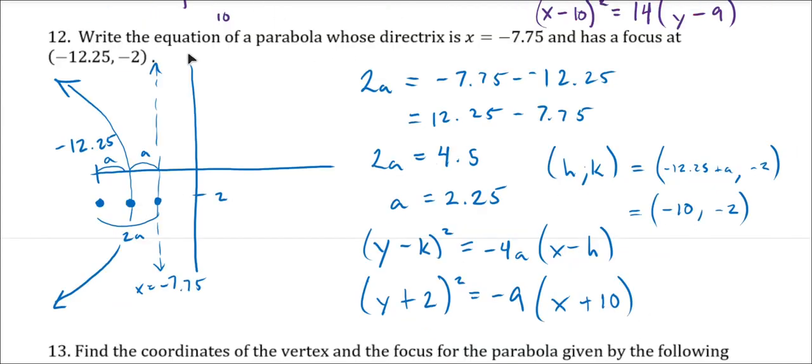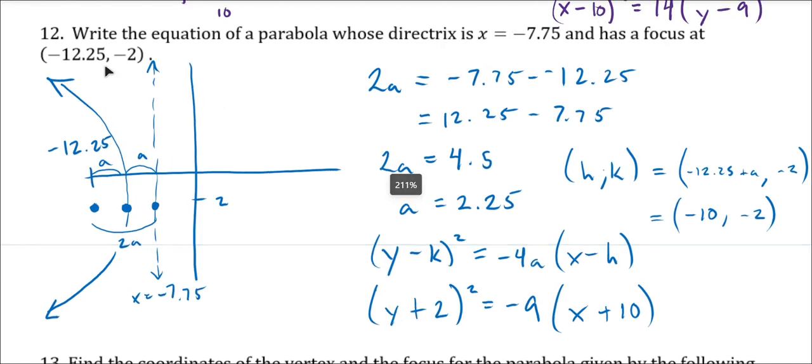For number 12, they want us to write the equation of a parabola whose directrix is at this value, and the focus is at this value here. So x equals negative 7.75 is a vertical line. We could mark that. The focus is going to be at (negative 12.25, negative 2). So just plotting that really quickly, that puts a focus right here.